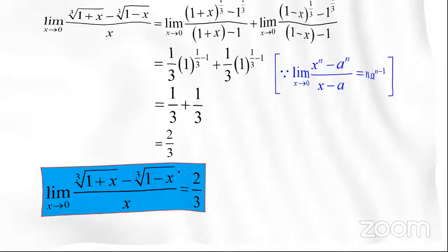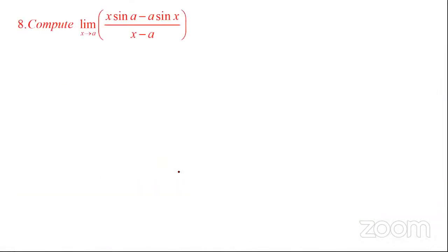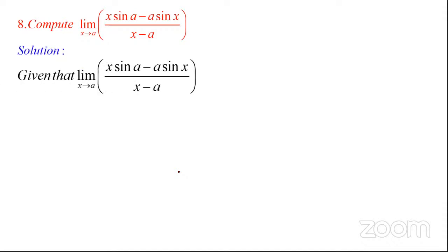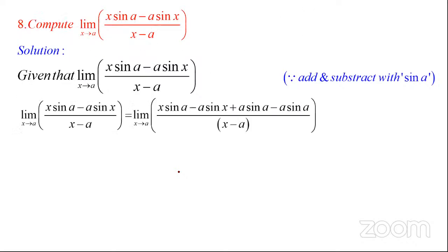So next question. Compute limit x tends to a of (x sin a minus a sin x) by (x minus a). So just do the same as the previous, but with some different values. In the previous one you had to add and subtract the value of 1. Here you have to add and subtract sin a. So add and subtract sin a in the numerator. Then you will get this value.